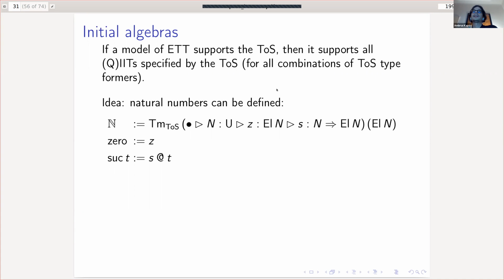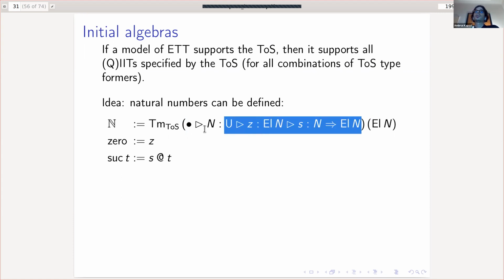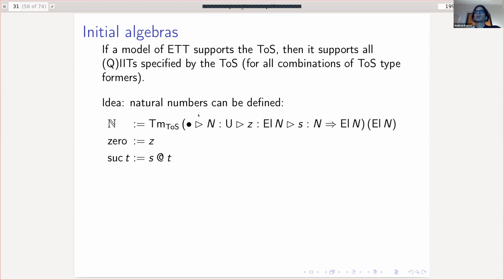The idea of obtaining all QIITs from one single QIIT, the theory of signatures, is close to Church encoding. For example, if we have the theory of signatures, then we can define natural numbers as follows. Natural numbers are a term of type N in the natural number algebra context. Then 0 is just the variable z, and successor of t is just applying the variable s to the term t.